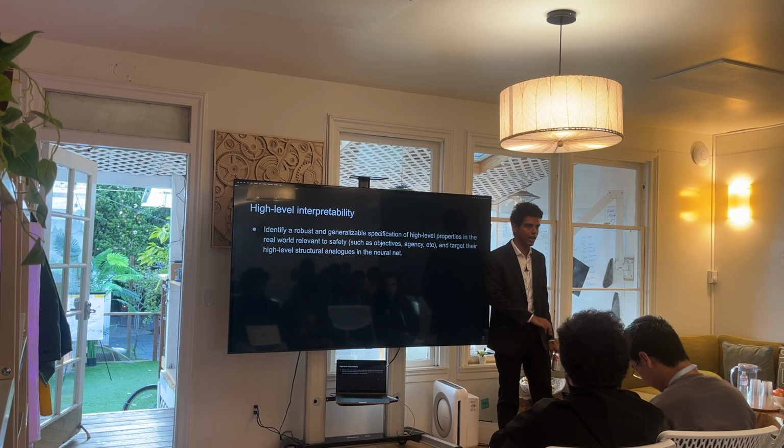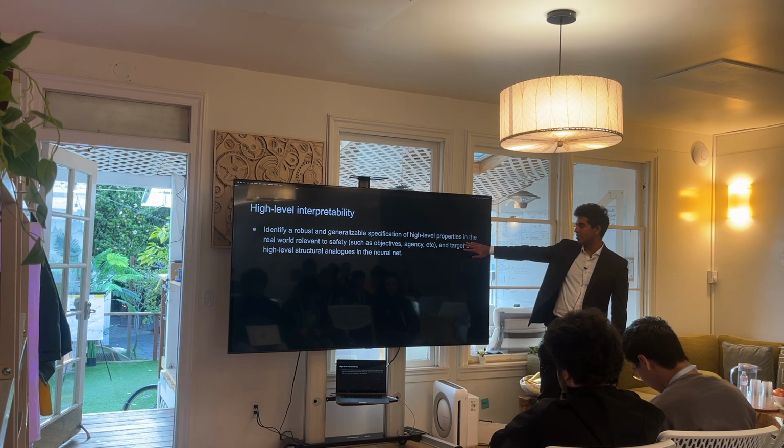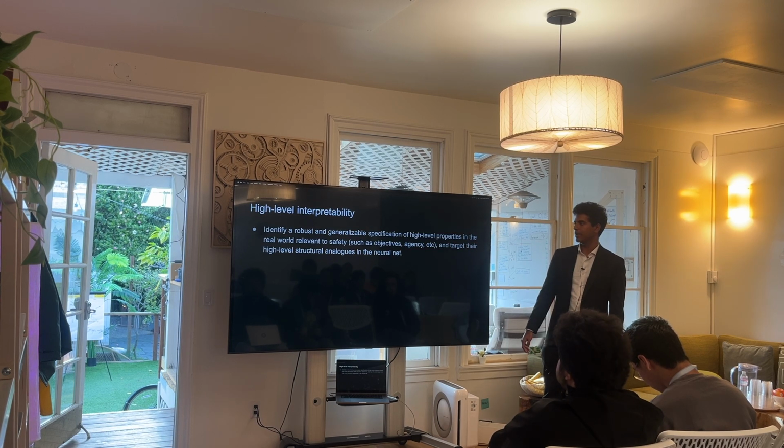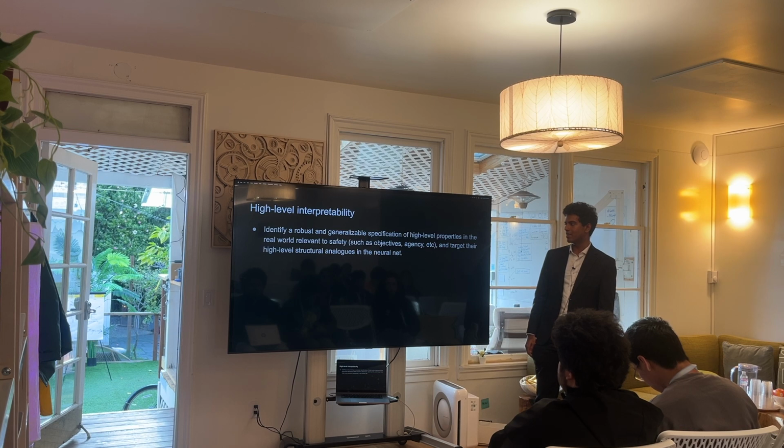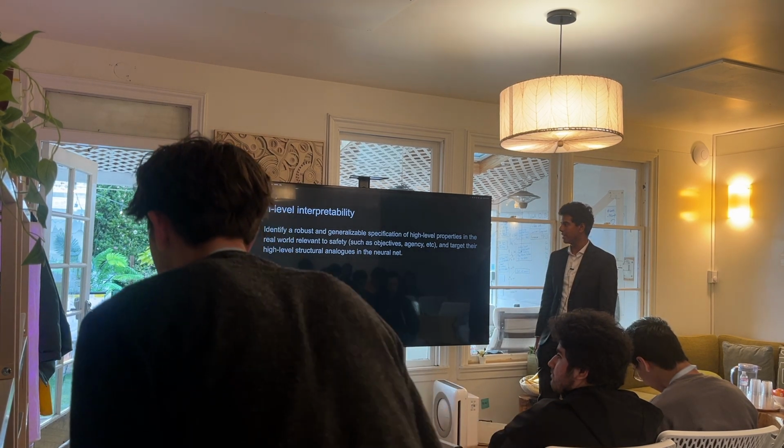This is basically what I work on. It's a long definition, but I'm going to read it out anyway. Identify a robust and generalizable specification of high-level properties in the real world relevant to safety, such as objectives, and target their high-level structural analogs in the neural net. I copied this definition from a talk I gave a month ago, so I'm reading it for the first time and seeing how clunky it is.